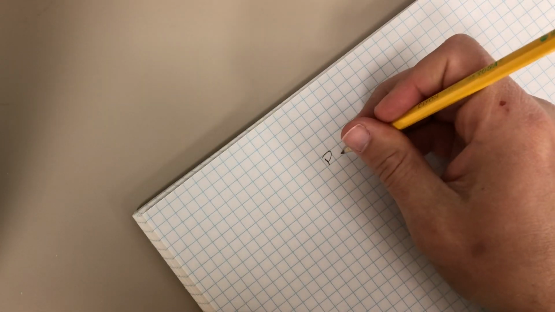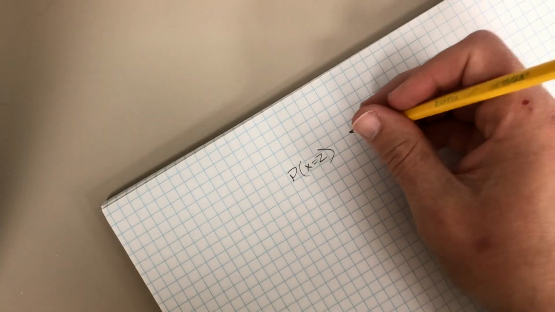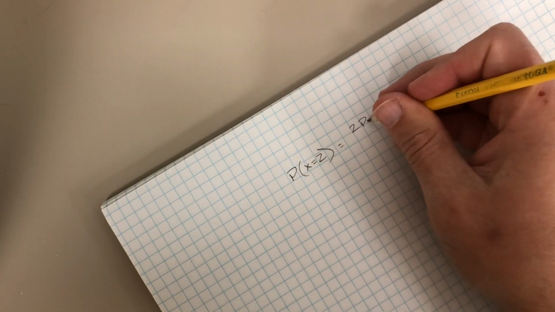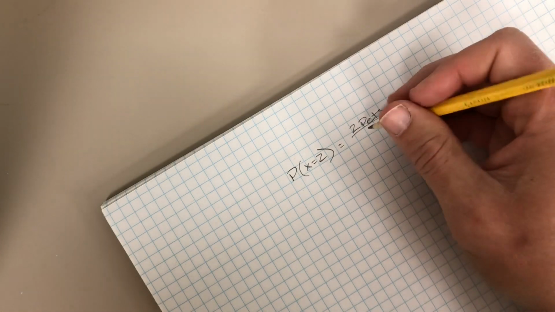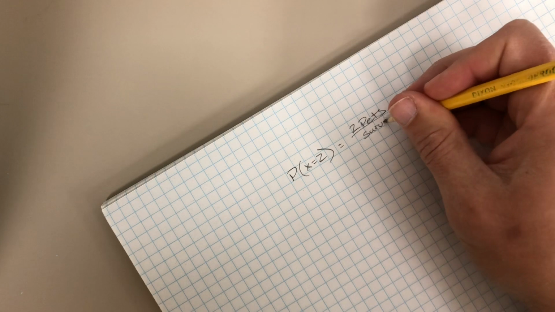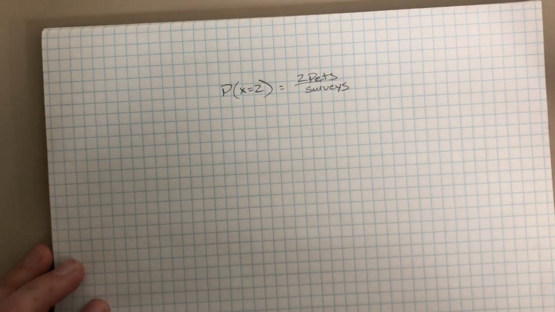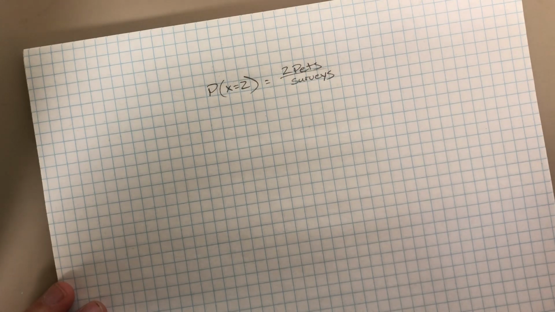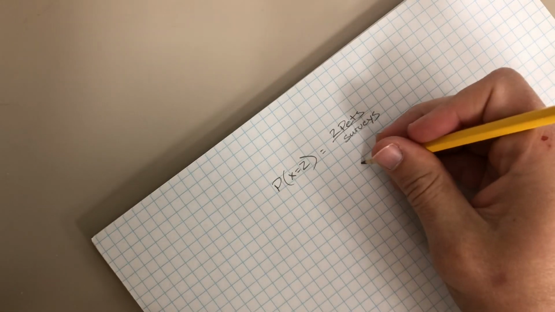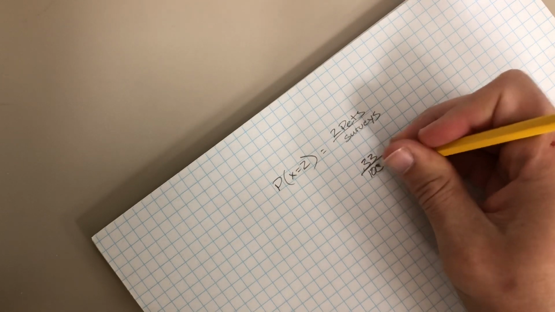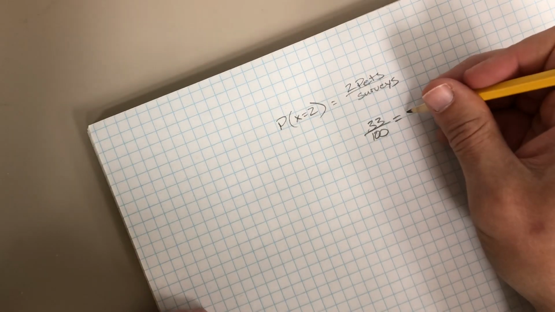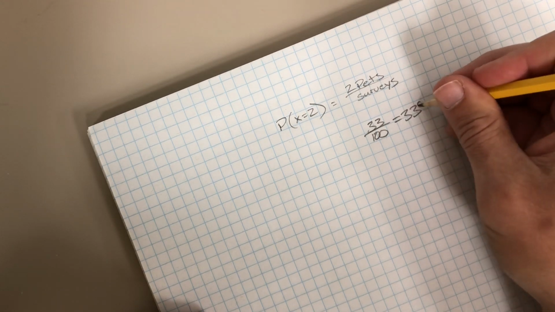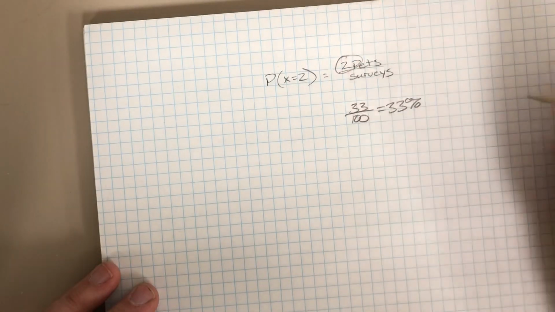So, we want the probability that X equals 2 pets, okay? So we want 2 pets owned over the total number of surveys. And in this case, they made it nice and easy. They surveyed 100 people. And so we look at how many had exactly 2 pets, and that's 33. So there are 33 people with 2 pets out of 100 people surveyed. So the percent would be 33% of the people have exactly 2 pets.